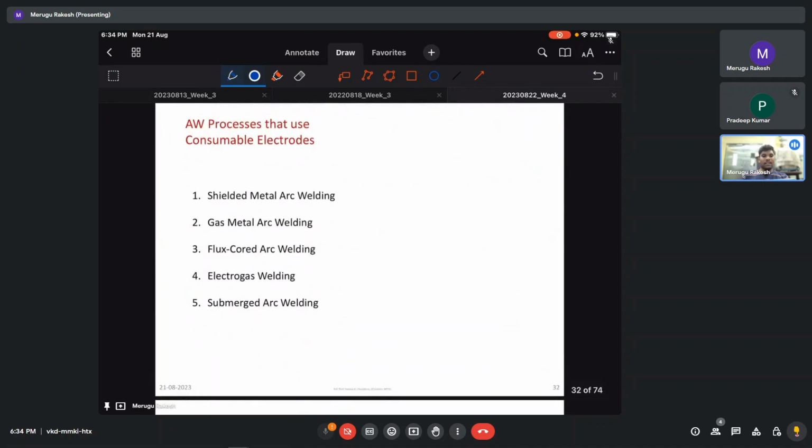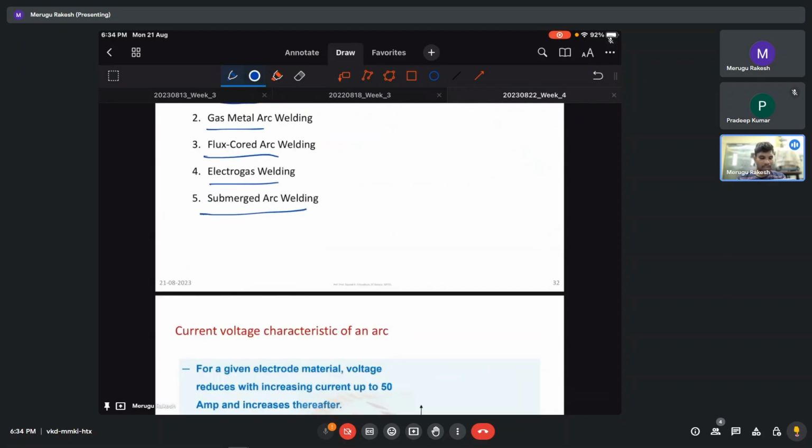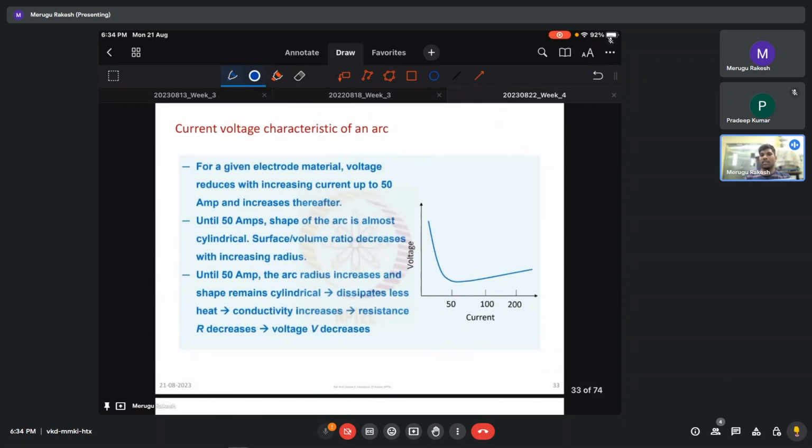So let us discuss this. These are the different types of arc welding process: shielded metal arc welding, gas metal arc welding, flux core arc welding, electrogas welding, and submerged arc welding. We will discuss each one. Before that, let us discuss the current-voltage characteristics of an arc.